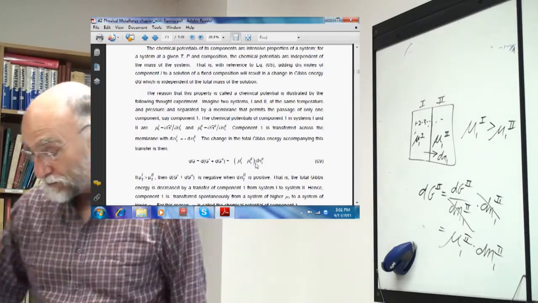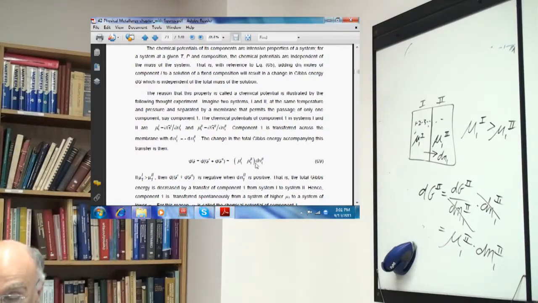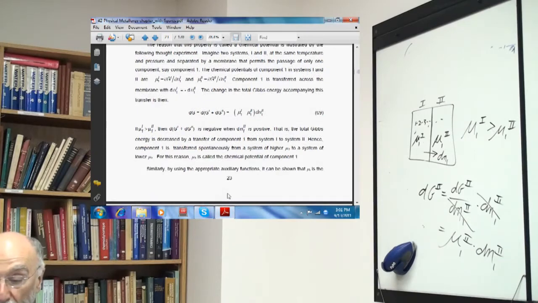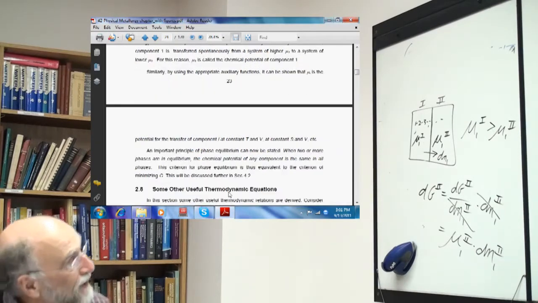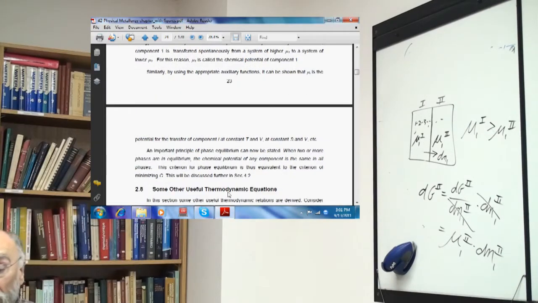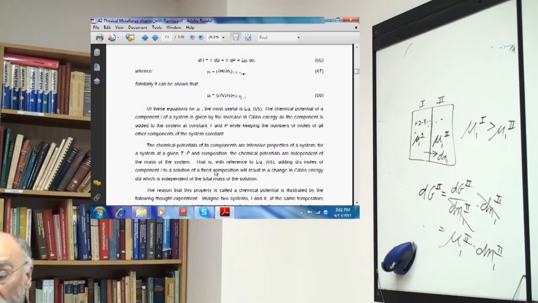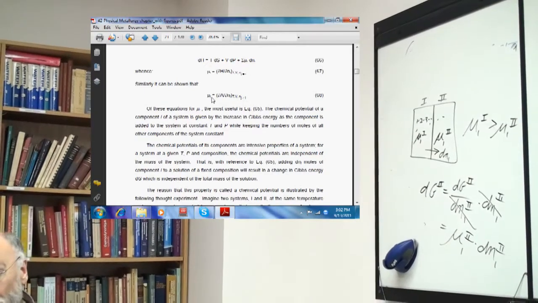Component A always moves from high potential to low potential. So that's at constant temperature and pressure, but I showed up here that there are different things. If you could do exactly the same thing for a transfer at constant temperature and volume, and just do exactly the same argument but use dA, this is the same chemical potential, so you get the same thing.